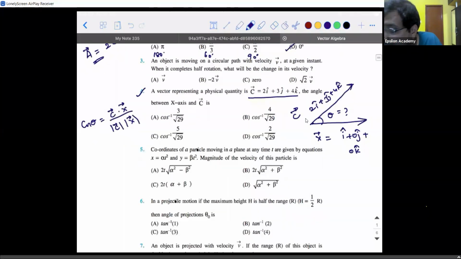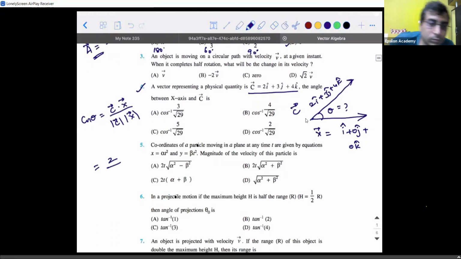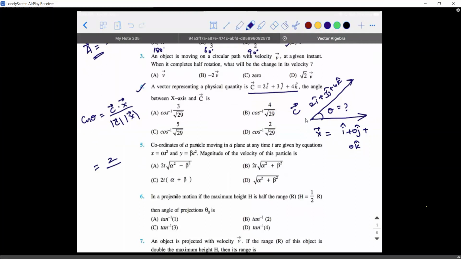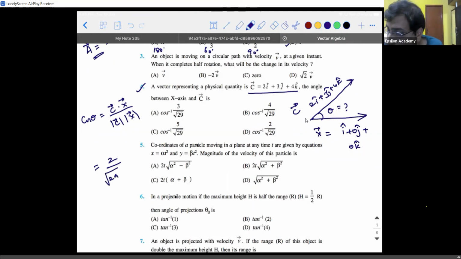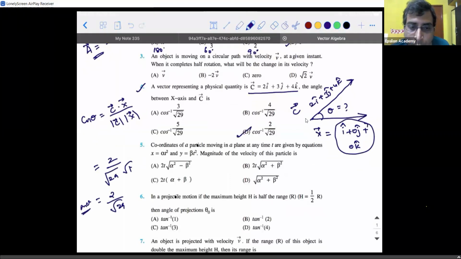So what is C dot x? The numerator is 2 divided by square root of, what are you going to get? 4 plus 9, 13, 13 plus 16 is 29, into square root of 1. So 2 divided by root 29 is cos theta. So theta will be cos inverse of 2 divided by root 29. Correct?